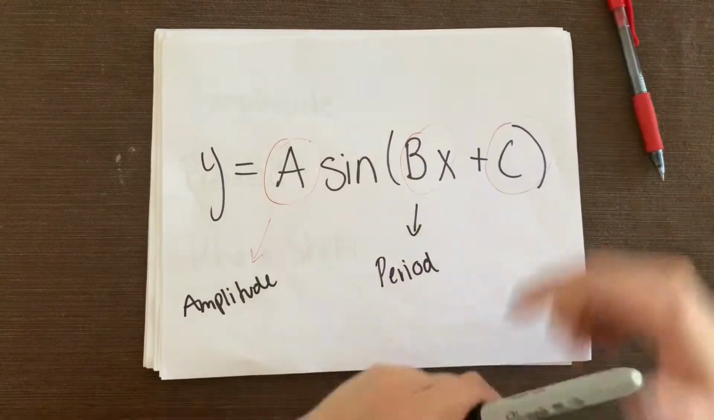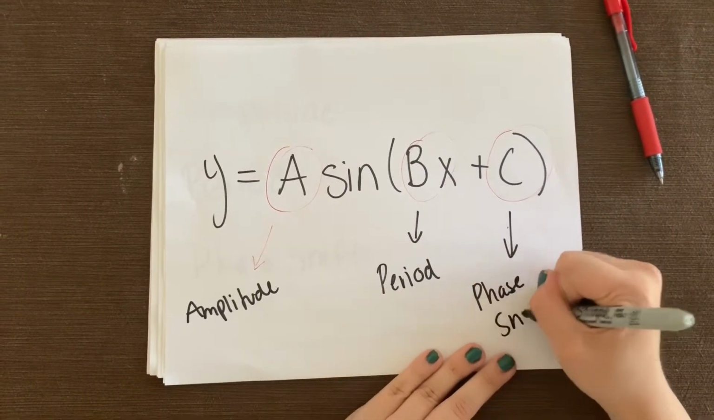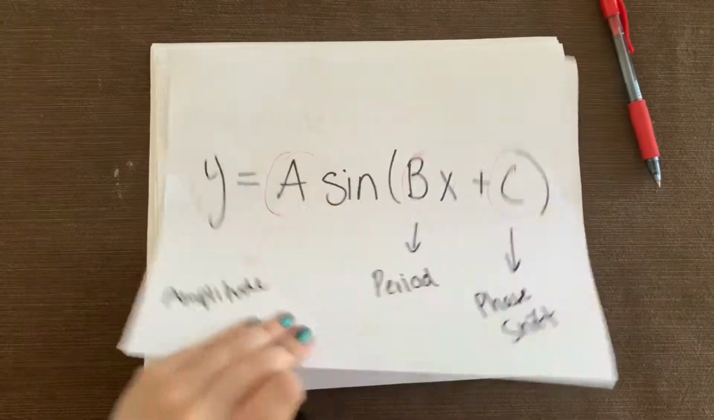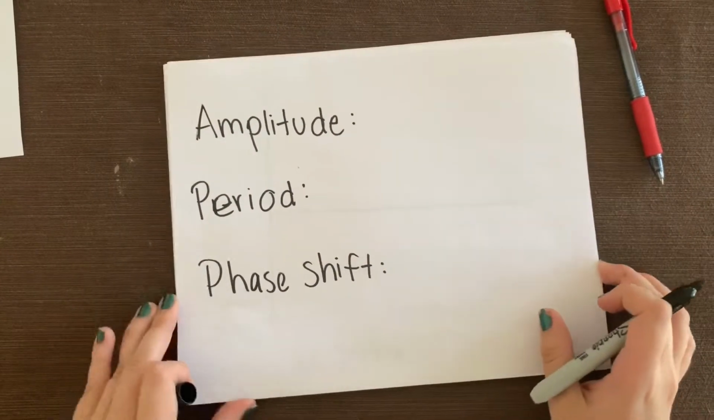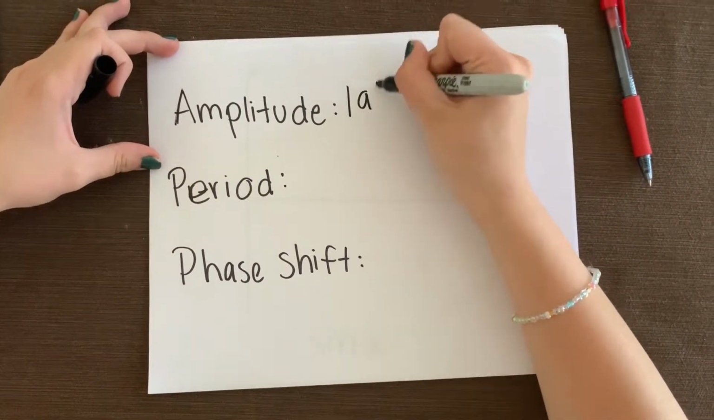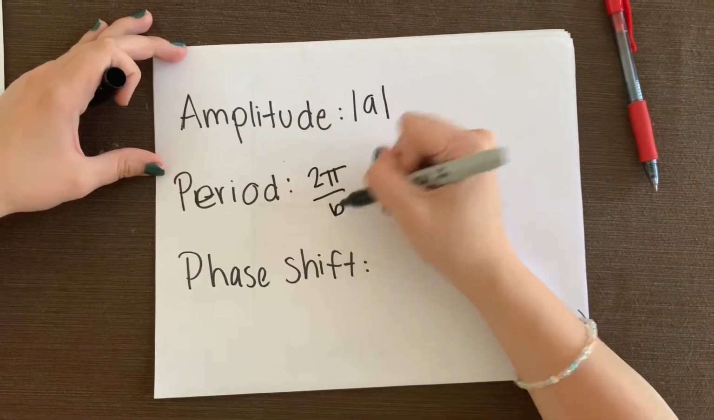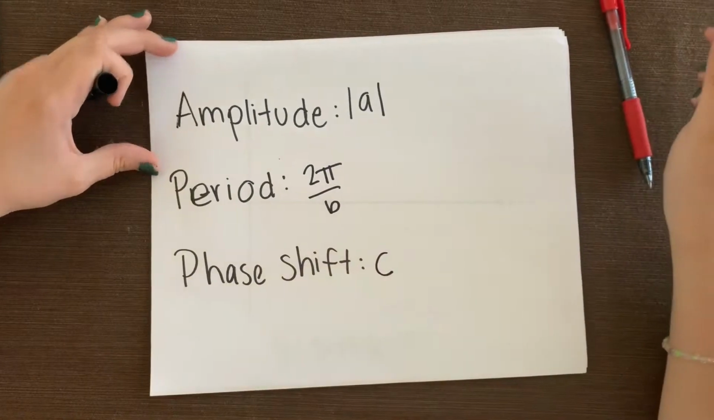and the c is going to represent the phase shift. So now, what are the formulas for amplitude, period, and phase shift? The amplitude is going to be the absolute value of a, the period is going to be 2 pi over b, and the phase shift will be c.